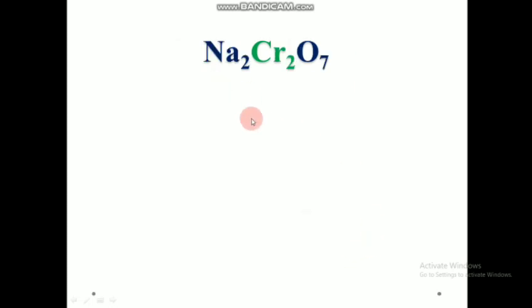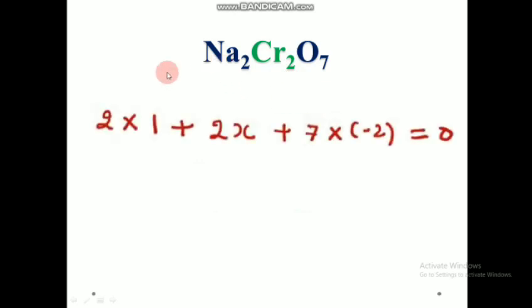The last compound, for example, is Na2Cr2O7, in which we need to find the oxidation state of chromium. So how can it be done? The oxidation state of sodium is +1, as we know. So 2 atoms of sodium are there, so 2 into +1, plus 2X. Why are we giving 2X? Because there are 2 atoms of chromium. In previous cases there was just 1, so we gave X. As there are 2 atoms present, we give 2X. So 2 into 1 for sodium, plus 2X for chromium, which we don't know, and then 7 into -2 for the oxygen, the common thing.